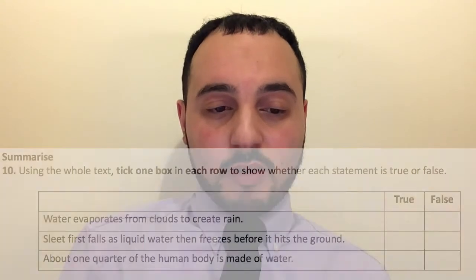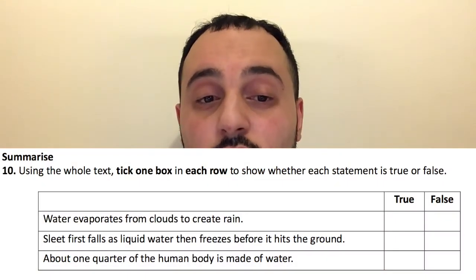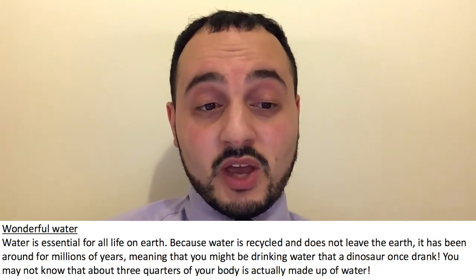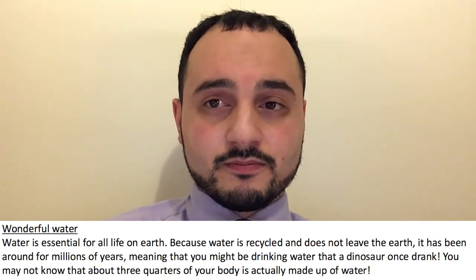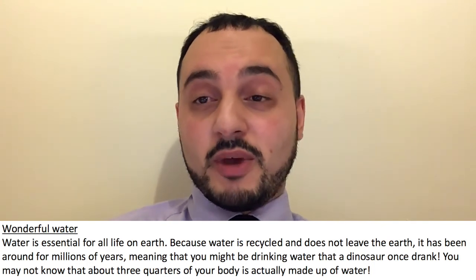That is definitely true. And the last point: about 1/4 of the human body is made of water. Do you remember reading that bit about the human body being made of water? It's right at the bottom there. How much of the body is made of water? It says right there, about 3/4 of your body is made up of water. So is it about 1/4? No, it's 3/4. That one is false. Okay, so it should be false, true, false for that one.